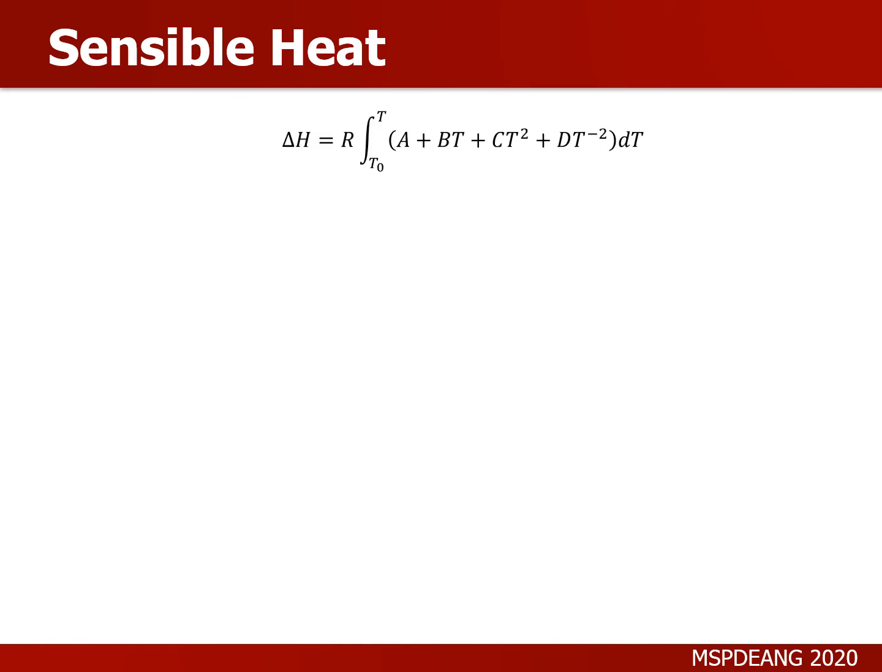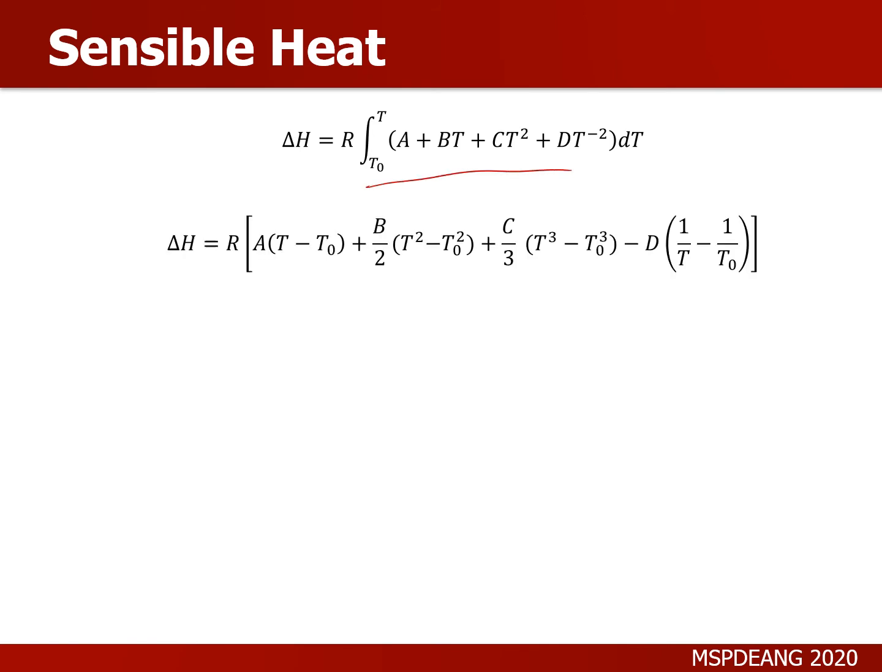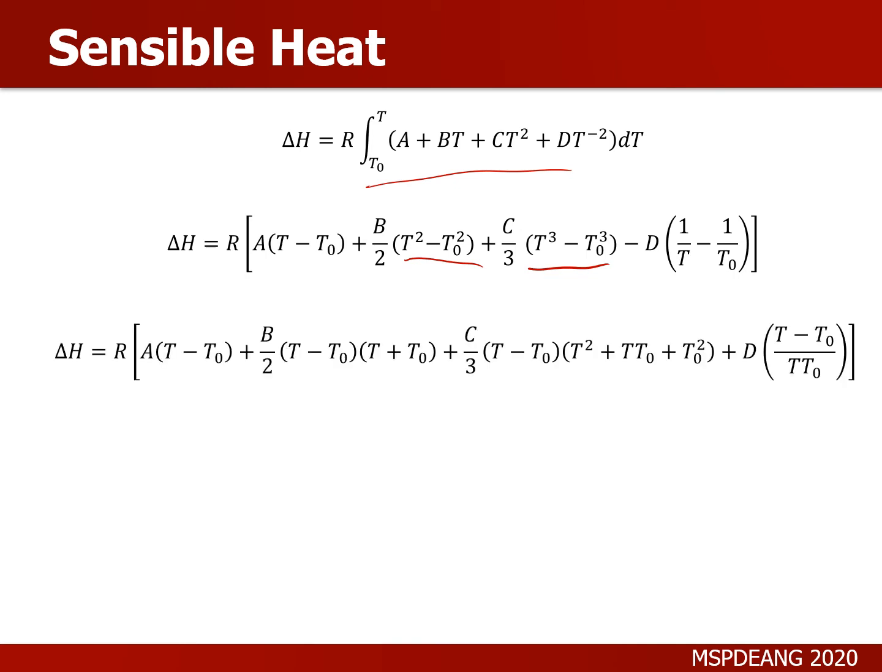Okay, now sometimes, mas maganda gamitin, instead of the integral form, we can make use of the integrated form of the sensible heat expression. So to do this, let's just simply integrate this working expression. Integrate natin from T0 to T. So delta H is equal to R. Tapos ito yung expression natin. And then, recall, this is a difference of two squares, difference of two cubes. Recall your pre-calculus. And you can replace these with the following.